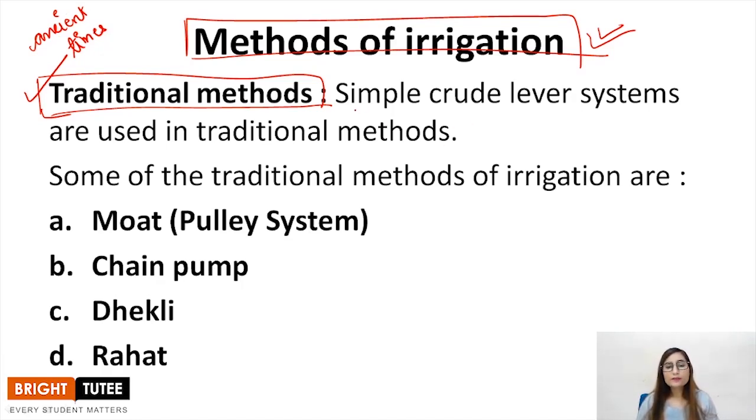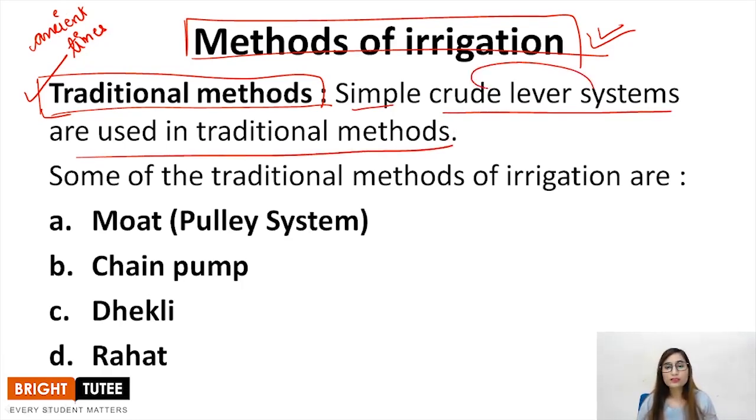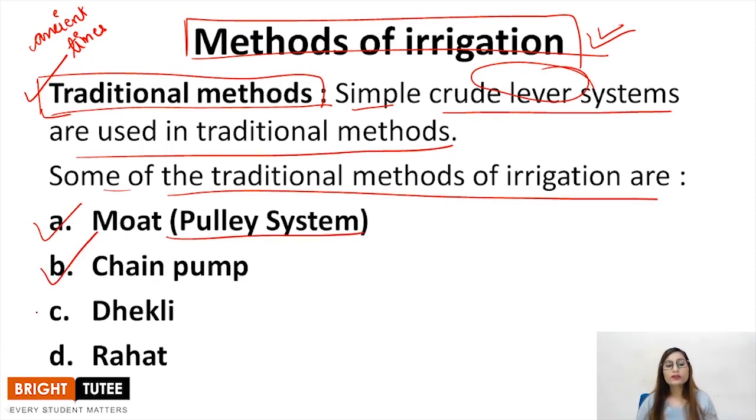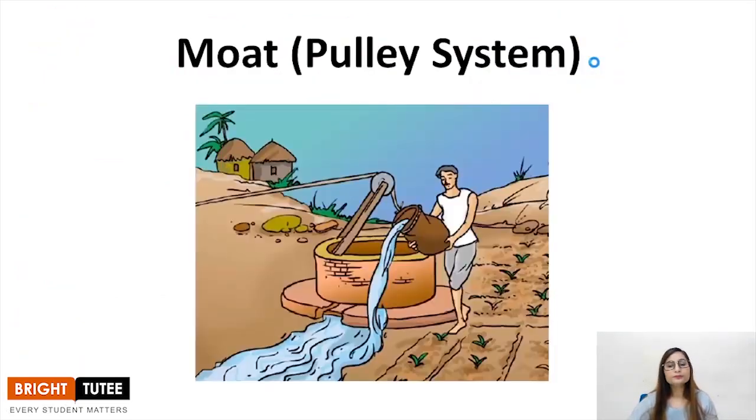Coming to irrigation, simple crude lever systems are used in traditional methods. We will be seeing what kind of crude lever systems these are. Some of the traditional methods of irrigation are moat, pulley system basically, chain pump, dhekli and rahat. These four are traditional methods utilized for irrigation and they are simple crude lever systems. We will be seeing them one by one. Let us see. The first one is the moat system or basically pulley system.